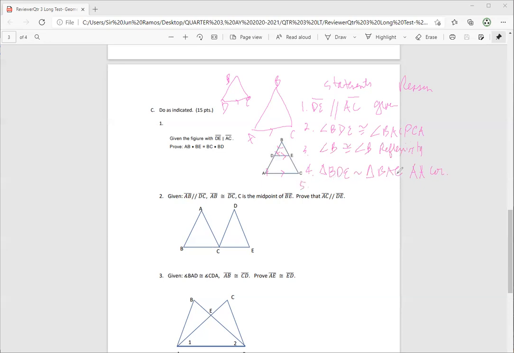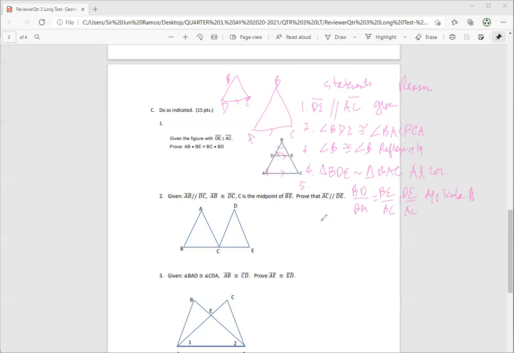If these two triangles are similar, then the corresponding parts should be proportional. So we have here what? BD is to BA as BE is to BC as DE is to AC. Did I get that right? BD is to BA, BE is to BC, and DE is to AC. This is definition of similar triangles.